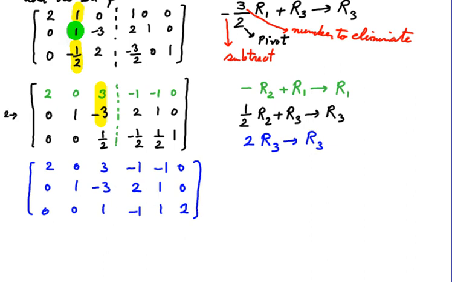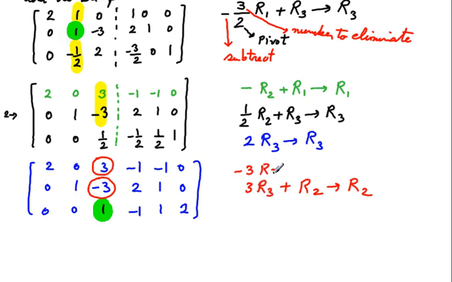So who is our pivot? This is our pivot, and we go ahead and say, okay, to get rid of this entry, what do I need? 3R3 plus R2 is our new R2. And then same business here. What do you do here? Minus 3R3, of course, plus R1 is R1.